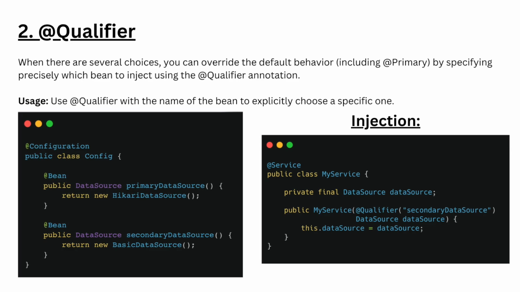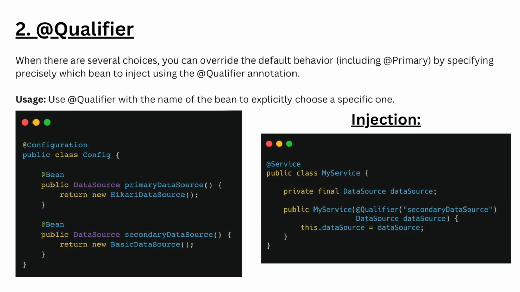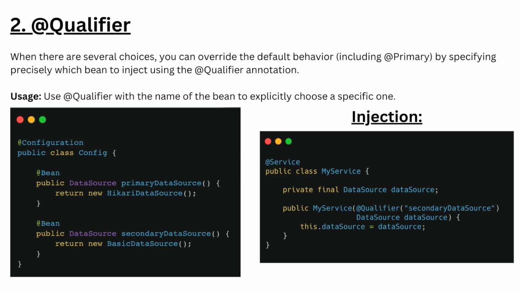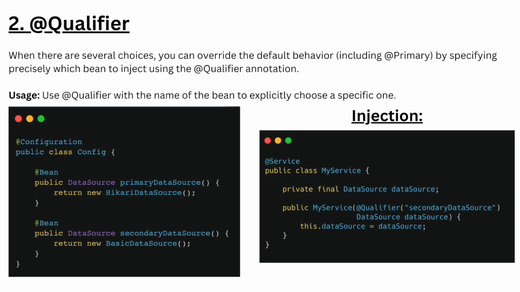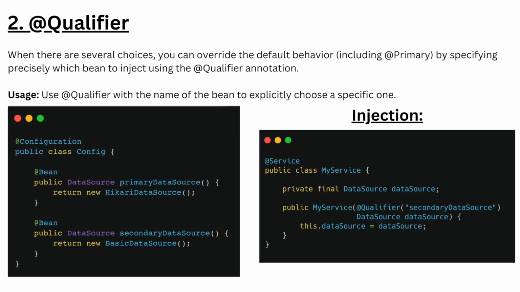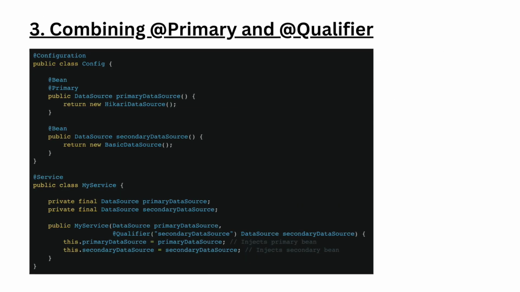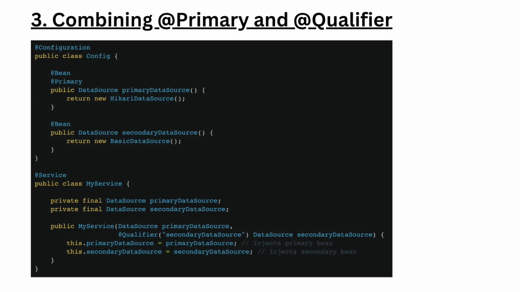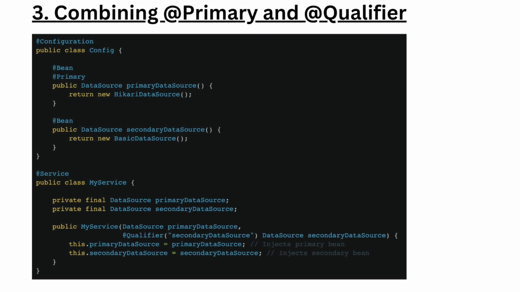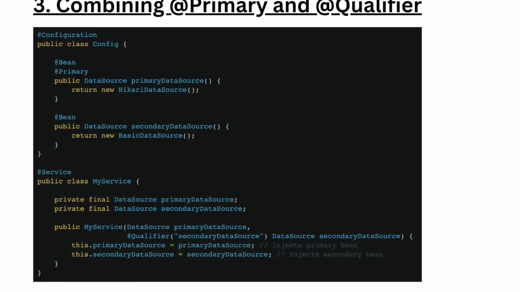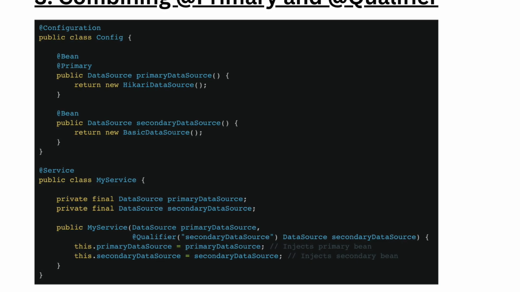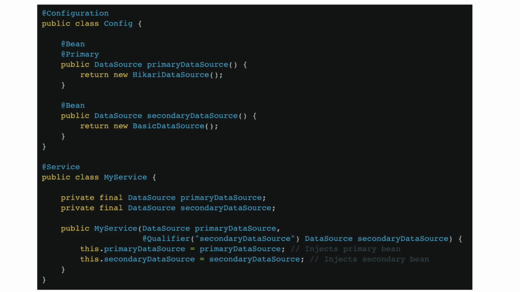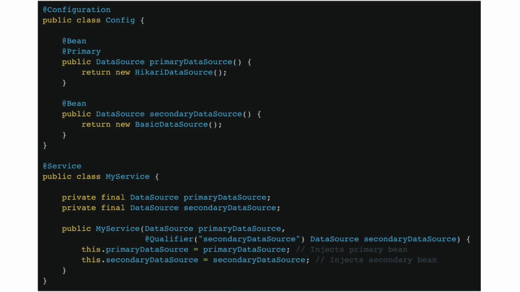So if you take a look at the example, here we have the same data source configuration, and then in the my service class you can see that I'm specifying with the qualifier annotation to use the secondary data source and not the primary one. Alright, now you can combine both of these two as well, so you can use both primary and qualifier annotation. So if you take a look at this example, here we have the primary annotation, and this means that this is going to be used by default. But when we use qualifier along with it, then the qualifier takes precedence and qualifier one will be picked up.